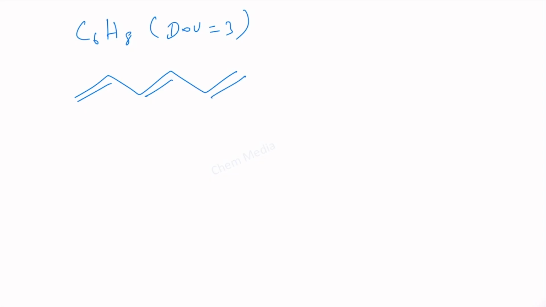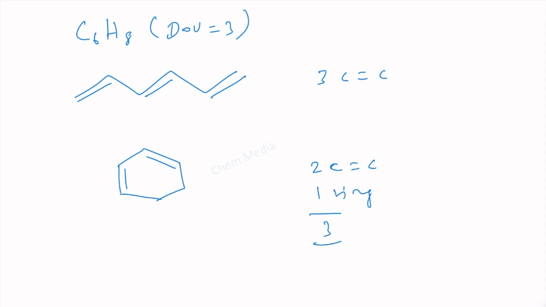Let's verify the degree of unsaturation for C6H8, whether it is 3 or not, by writing some structures. We can write a structure like this: 1, 2, 3, 4, 5, 6, one double bond, another double bond, another double bond. So, here we have 3 carbon-carbon double bonds, or we can also write a structure like this: cyclic ring, one double bond, another double bond. This is also an isomer of C6H8. So, here for 2 carbon-carbon double bonds 2 and then one ring, therefore, this is 3.